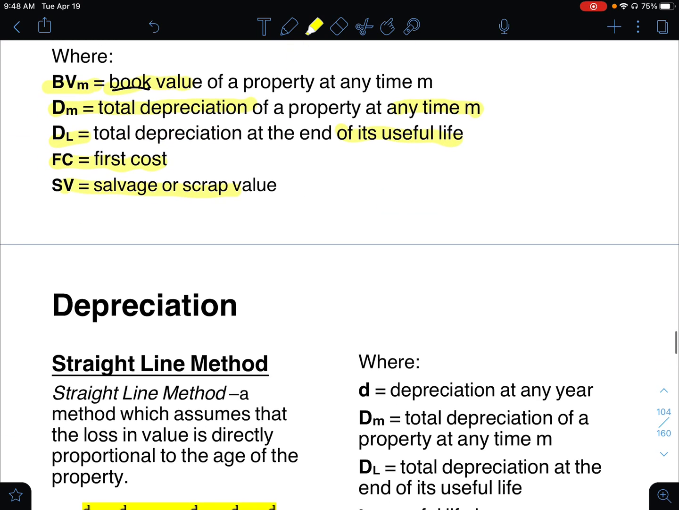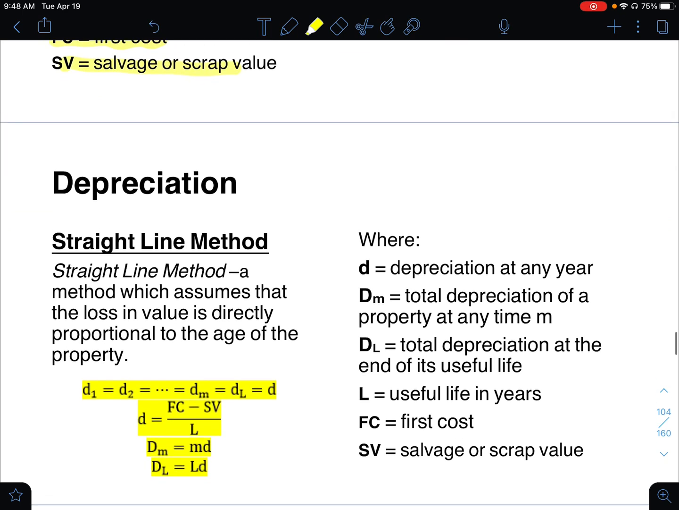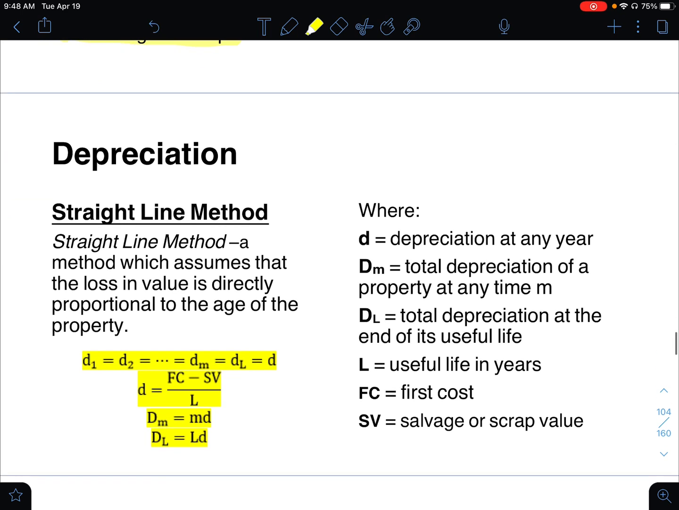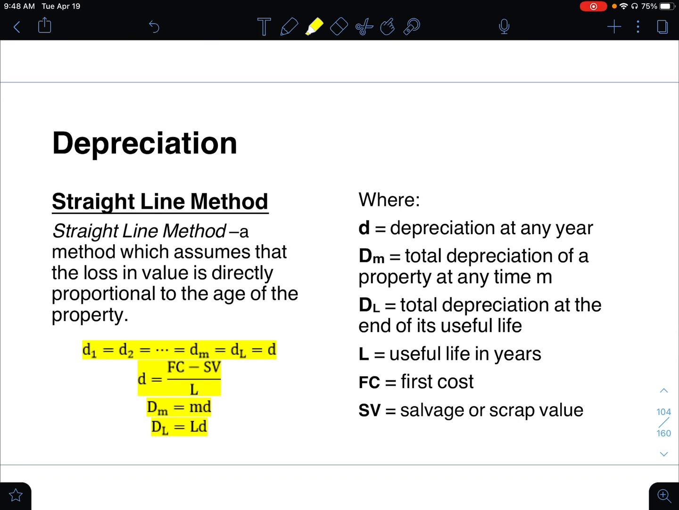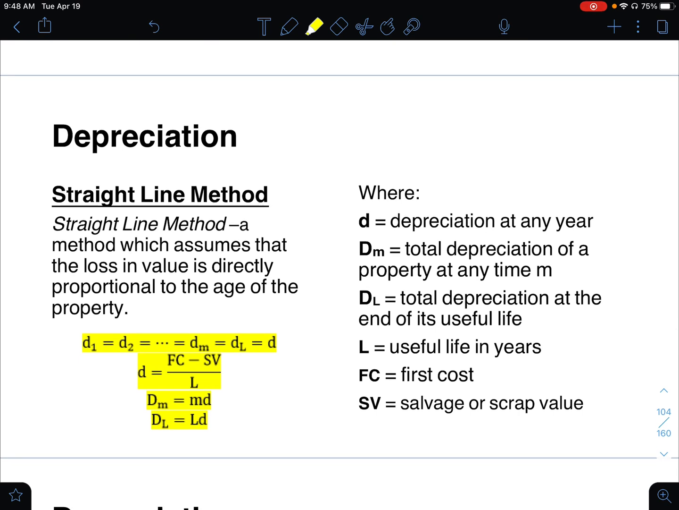Okay? In depreciation, there are methods. The first method we will discuss now would be the straight line method. So what is the straight line method? In depreciation, the straight line method assumes that the loss, the lost value, is directly proportional to the age of the property. For example, 5 years. The lost value is proportional to the 5 years of your property.